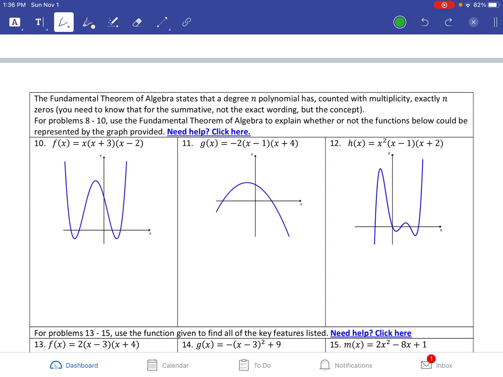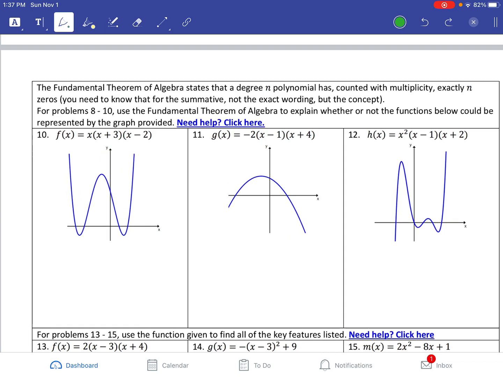The fundamental theorem of algebra states that a degree n polynomial has, counted with multiplicity, exactly n zeros. Okay, let's say that in English. A graph can have as many solutions, which means how many times it goes through the x-axis, as an equation has degrees. It cannot have more, but it could have less.